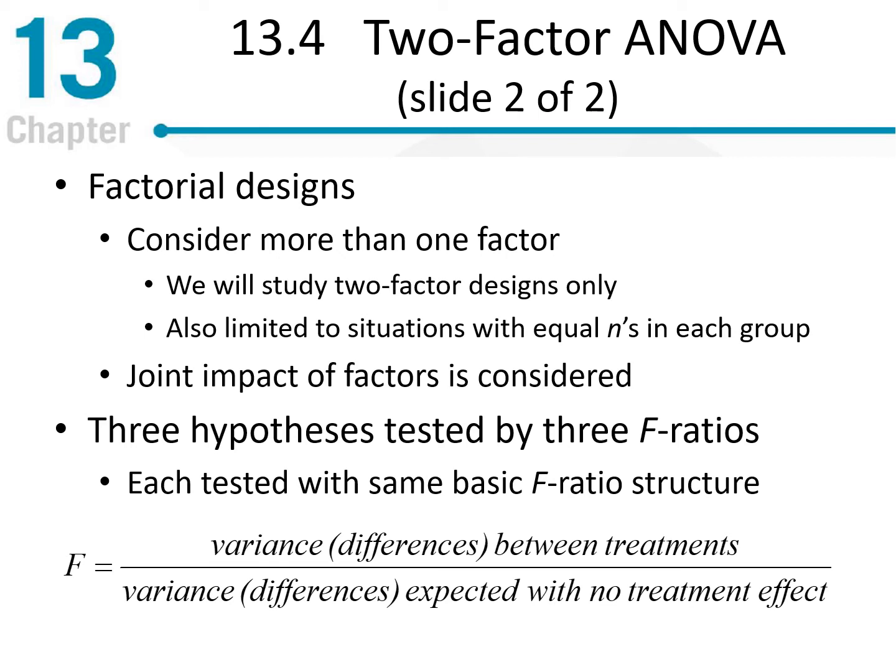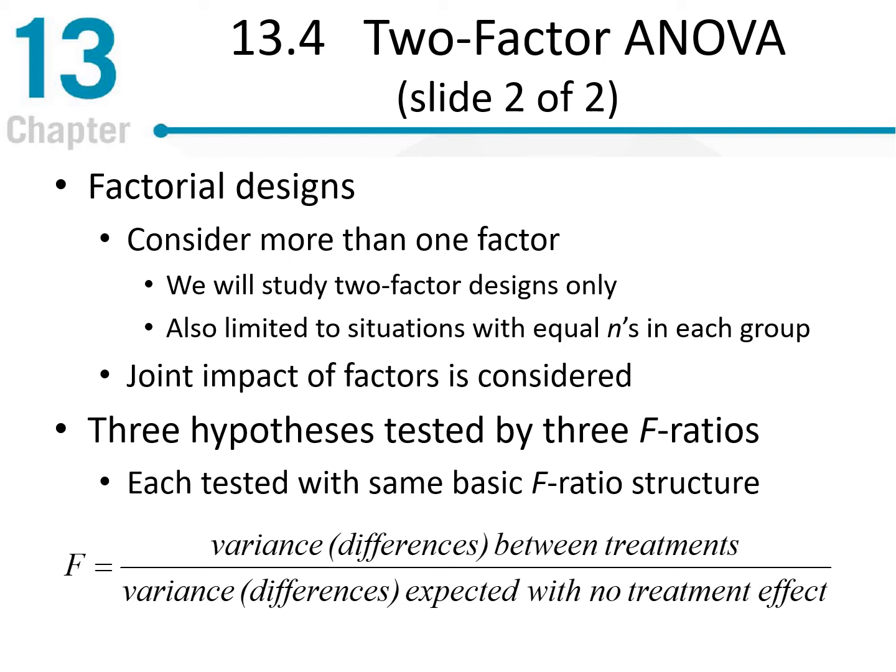There's going to be three F ratios when we do the factorial design here. You're going to have an F ratio for the first variable, factor A. You're going to have an F ratio for the second variable, factor B. And then you're going to have an F ratio for an interaction effect.